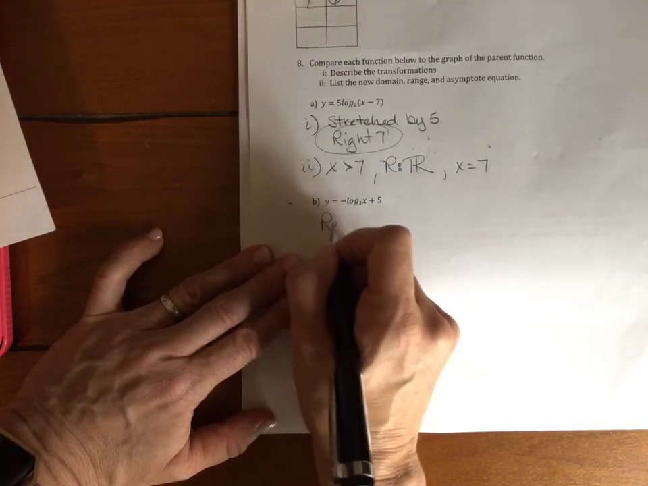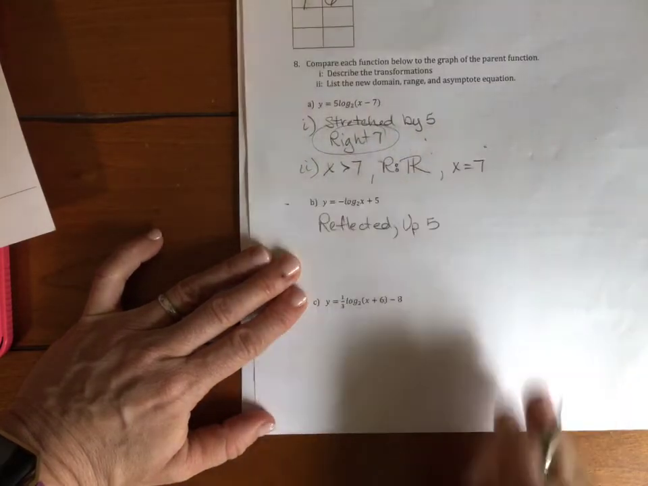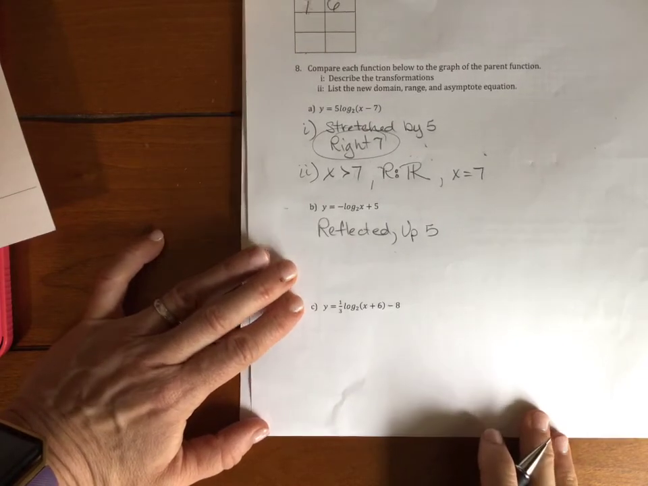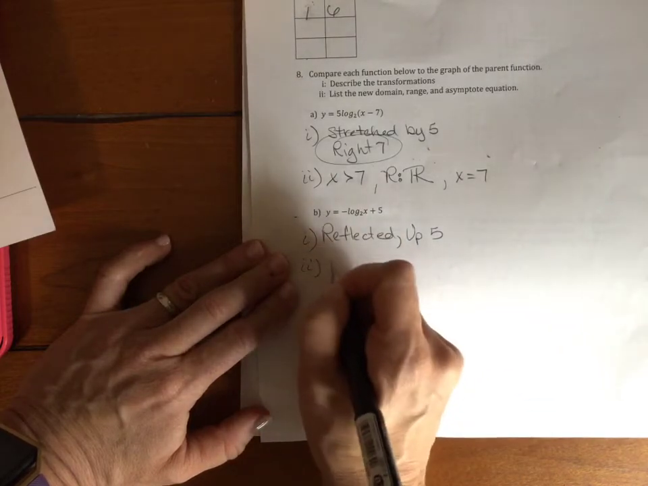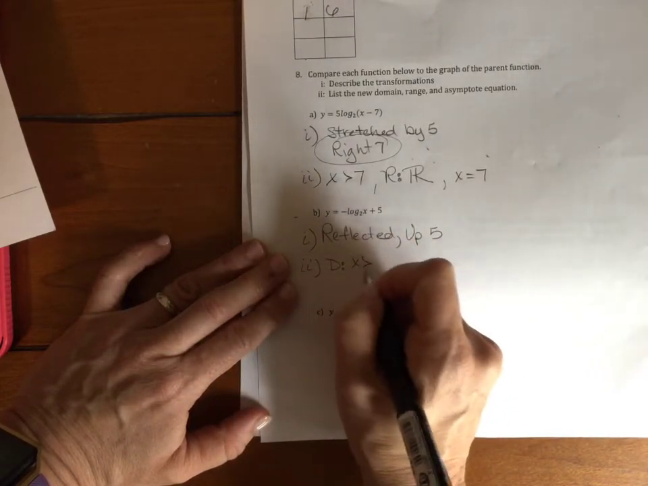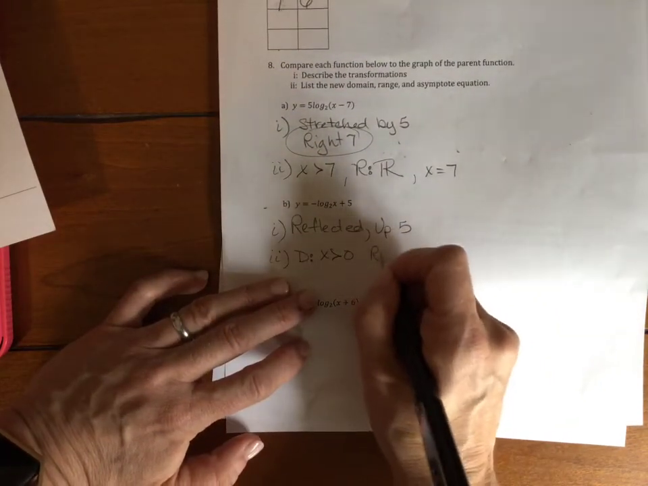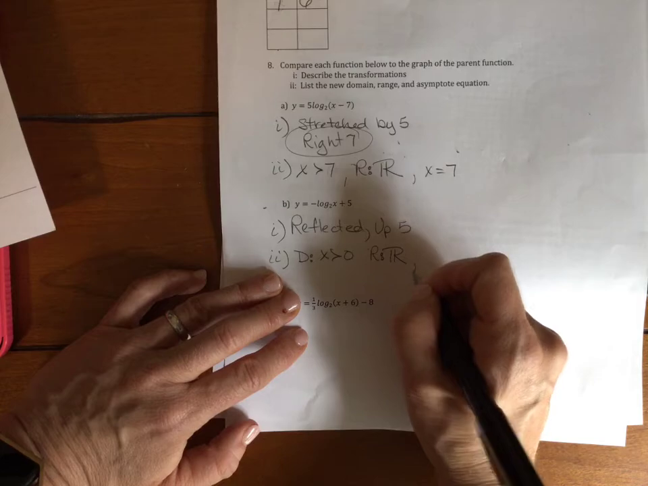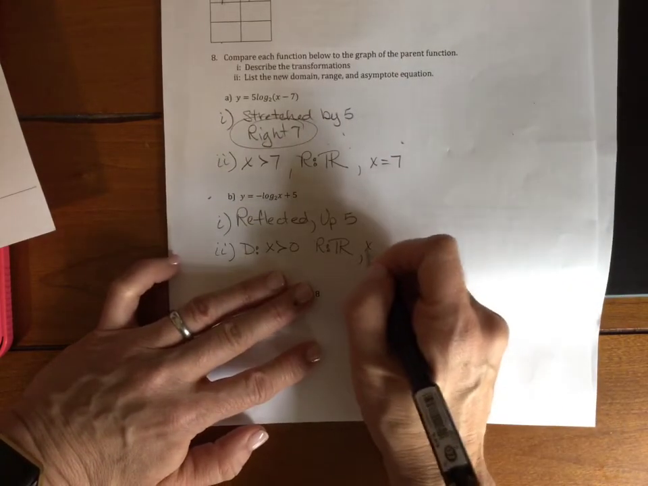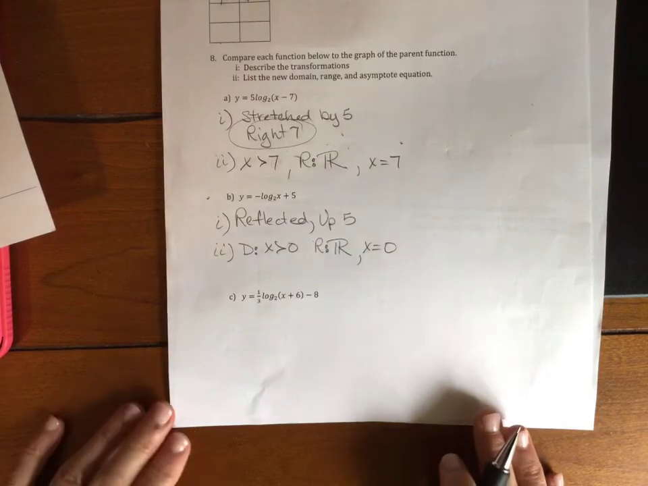But I can see this graph has been reflected and moved up 5. Notice there's no left or right shift. So this is my transformations. Since there's no left or right shift, that means my domain did not change. It's still x is greater than 0. My range is still going to be all real numbers. And because it did not move left or right, my asymptote equation is x equals 0. So only our left or right shift switches the domain and the asymptote.